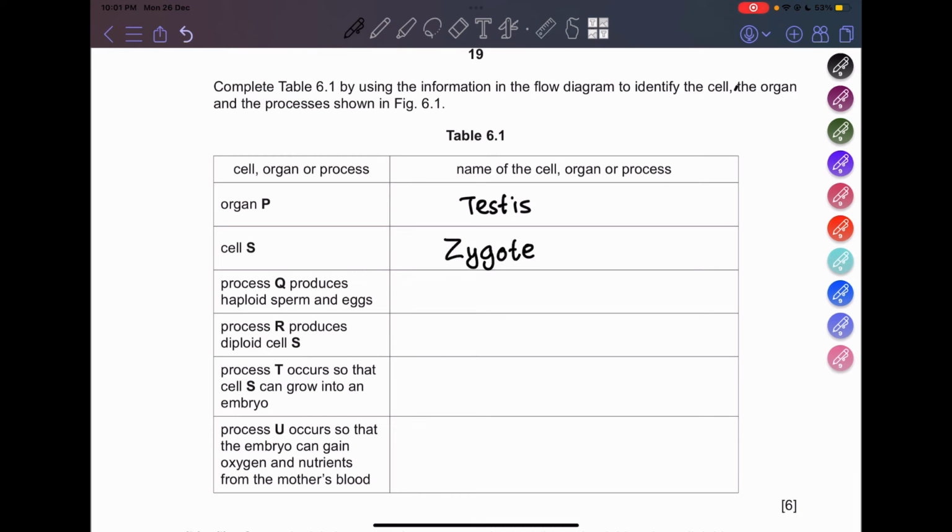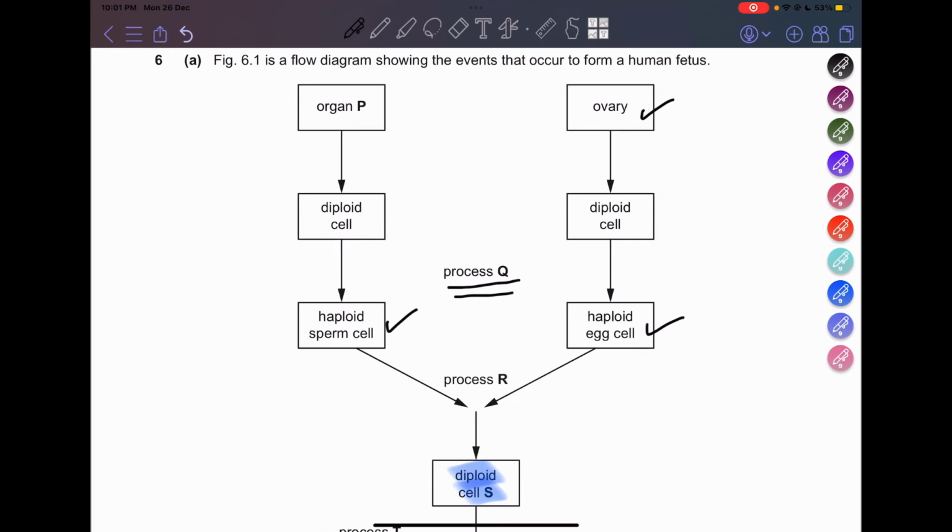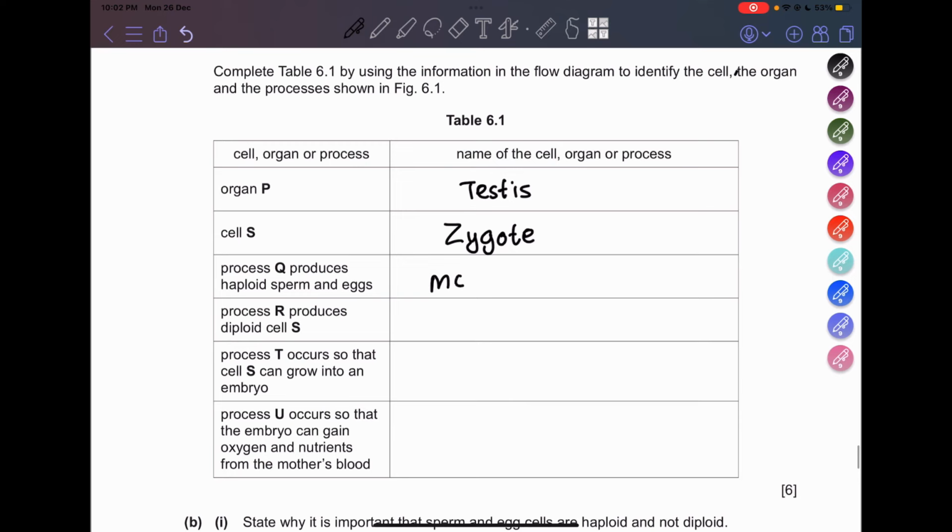Process Q produces haploid sperm and eggs. Process Q, as we all know, is meiosis, not mitosis. Mitosis produces diploid cells. It's going to be meiosis. We're going to write it down over here.